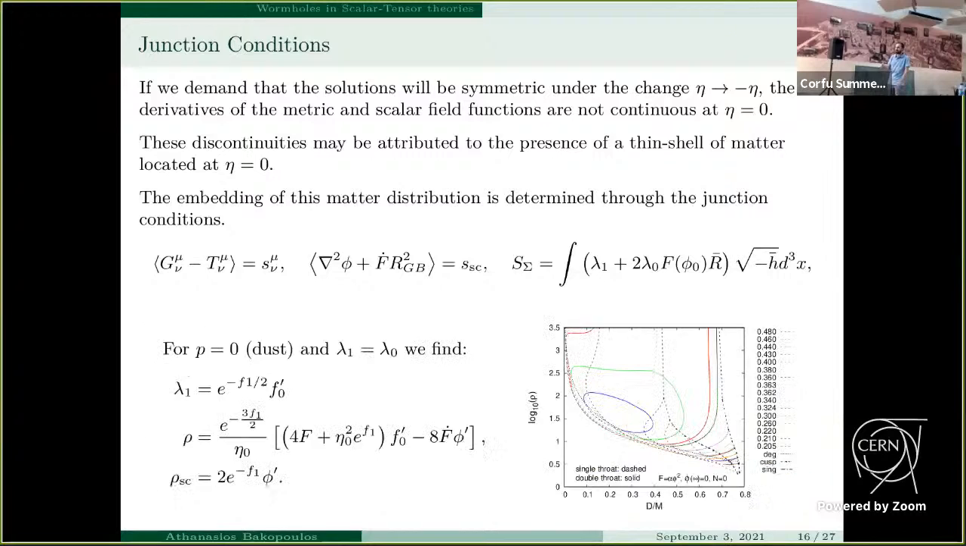We may simplify our analysis by assuming that the matter is dust, and we find that its energy density is real, therefore it is ordinary matter. So, to conclude, the Gasbone wormholes do not need phantom fields or exotic matter.